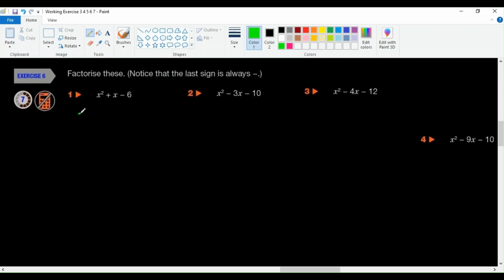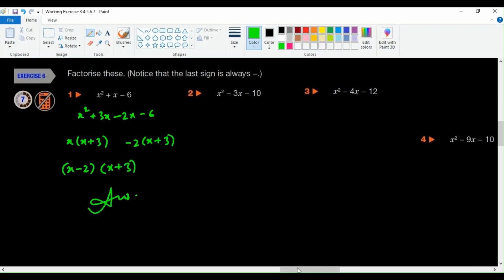gives us plus 1. So first one and the last one I will write like this, and plus 3x minus 2x gives us a plus x. So x plus 3 comes in one bracket. Copy down this bracket once again and write minus 2, because minus 2 you need an x, already you have it inside the bracket. So x minus 2 and x plus 3 is the final answer for this question.